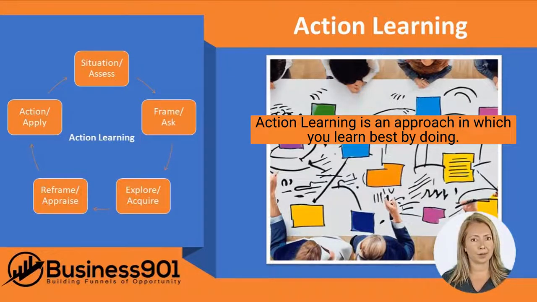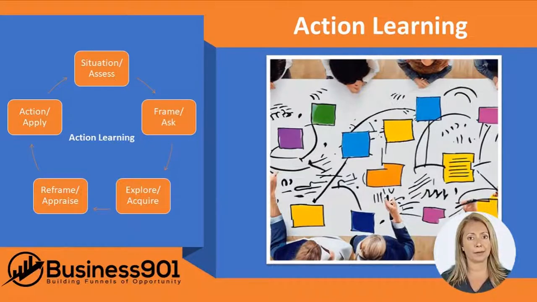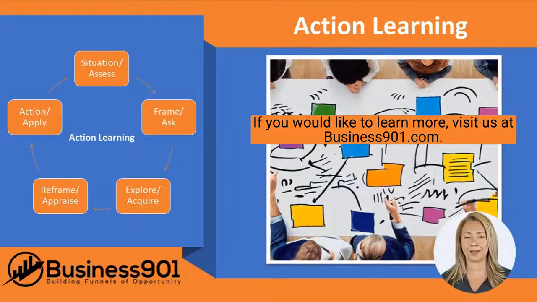Action learning is an approach in which you learn best by doing. Get started with something small using these three key aspects. 1. Identify the desired outcome. 2. Determine who will participate in the action learning program and how they will benefit from it. 3. Create a structured plan of activities for participants to follow with clear roles and responsibilities.